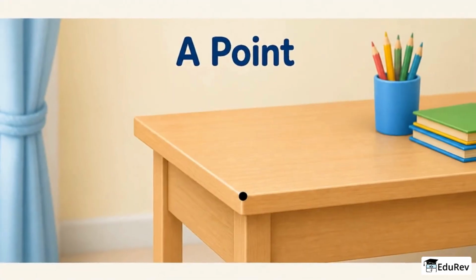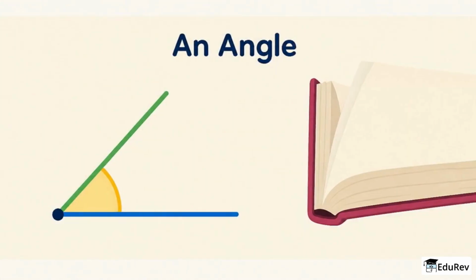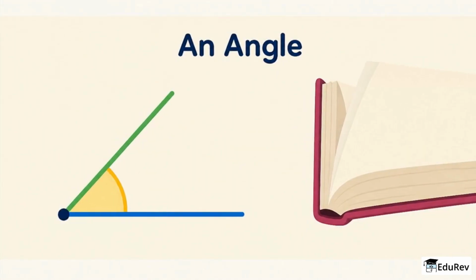A point shows a position. It is like a tiny dot that marks where something begins or meets. For example, a corner of your desk. An angle is made when two lines meet at a point. The space between them makes a corner we can measure, like the corner of a book.